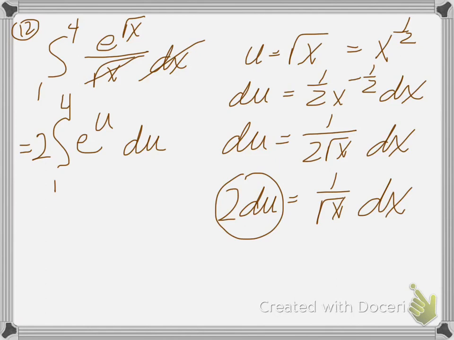So looking at the multiple choices, some of them have some crazy limits. You know the limits are always the same. It's going to go from 1 to 4. So anything that wasn't from 1 to 4 you could have eliminated right away. Okay, so the answer for that was B.